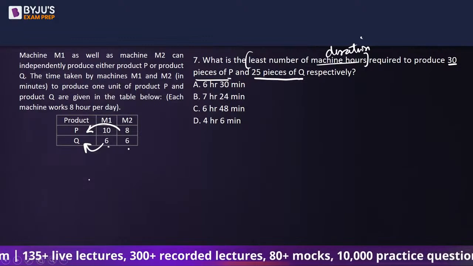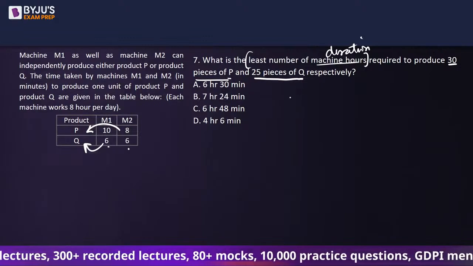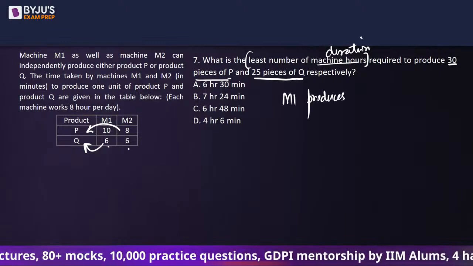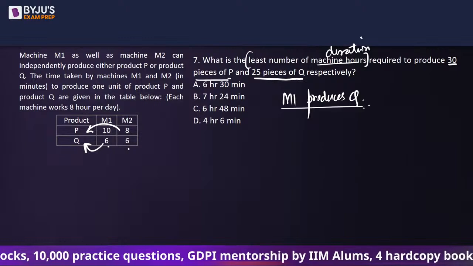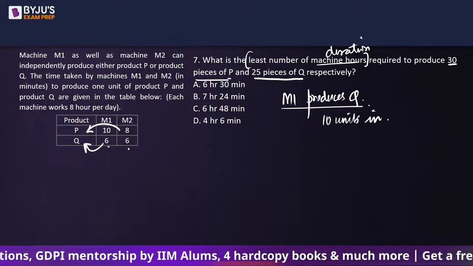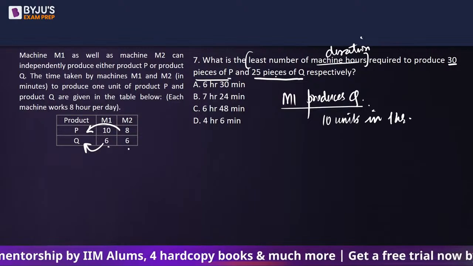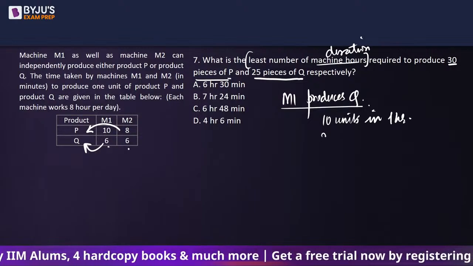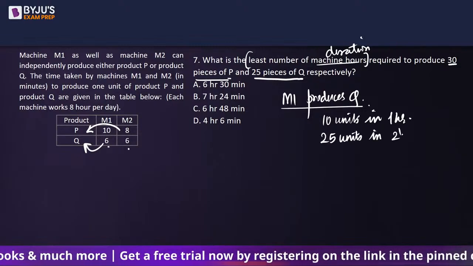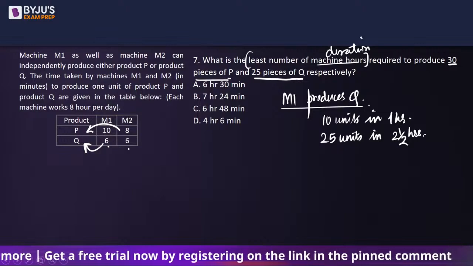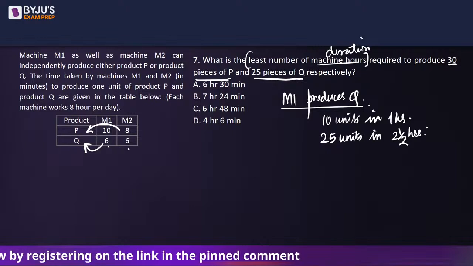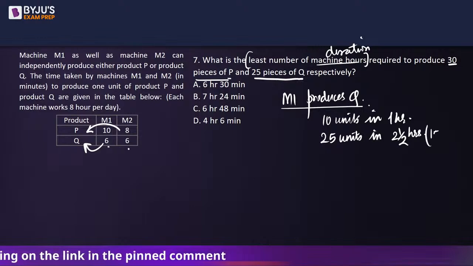So let's start with Q first. So M1 produces Q. Now M1 produces 10 units in 1 hour. So since it has to produce 25 pieces of Q, it will produce 25 units in 2.5 hours. Okay, 2.5 hours is nothing but 150 minutes.